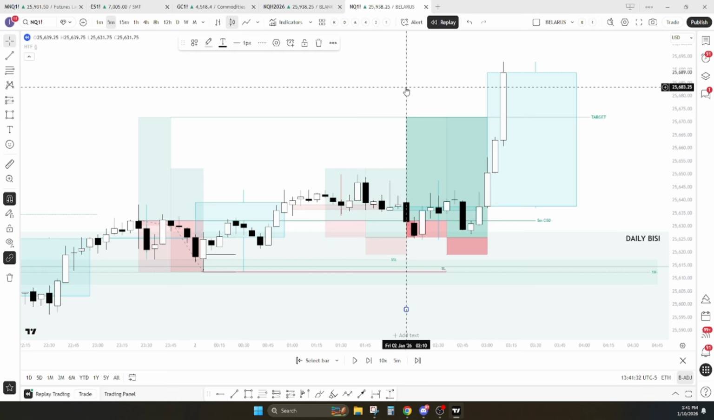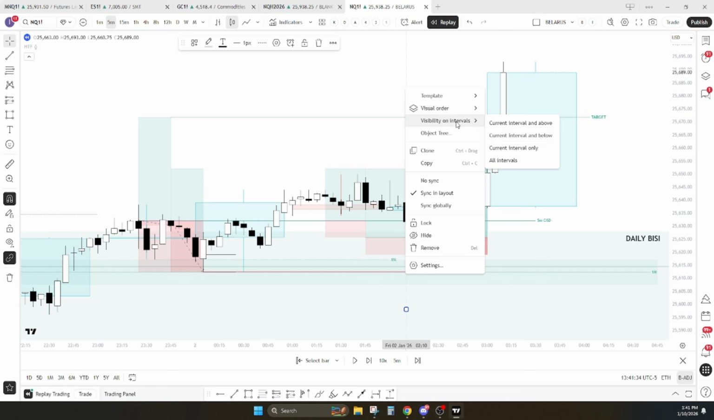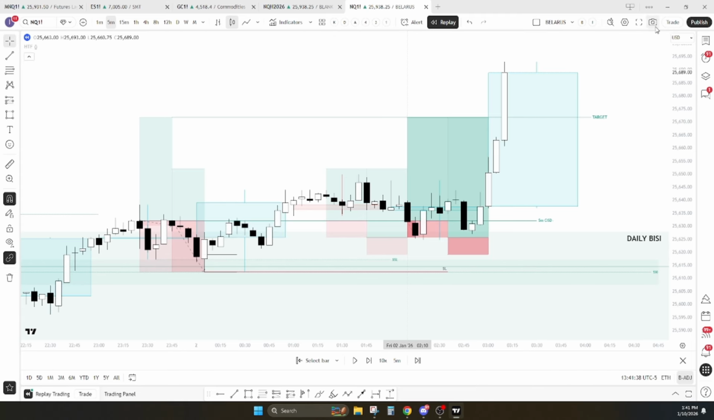Time label. I like to just have this on the chart so that when we refer to the chart, we know what date it was. So this is Friday, January 2nd.